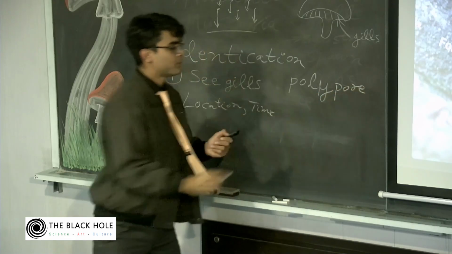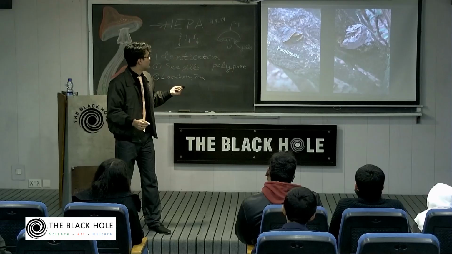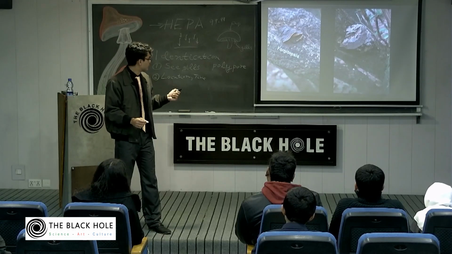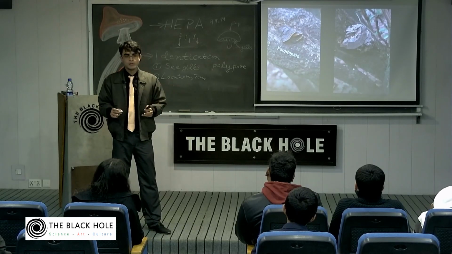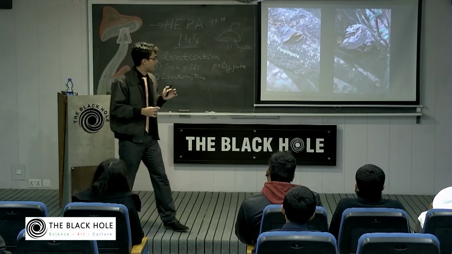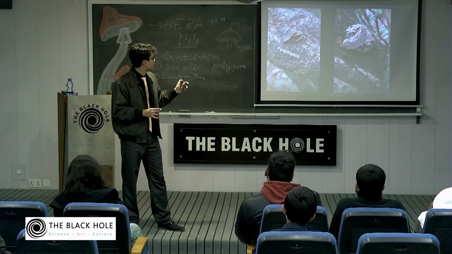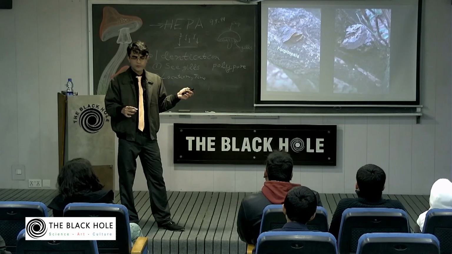Polypores are special types of mushrooms which usually grow on the logs of trees. So this is a polypore mushroom. Some of them are edible, not all of them are edible. Some of them are toxic, some of them are medicinal. Again, just try to identify whatever mushroom you're dealing with. This was growing on a dead tree. There are some other mushrooms which also grow on living trees.